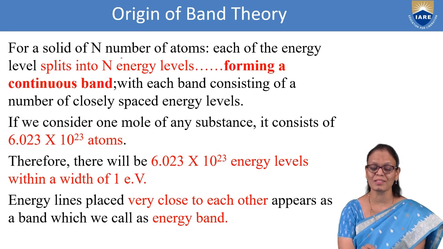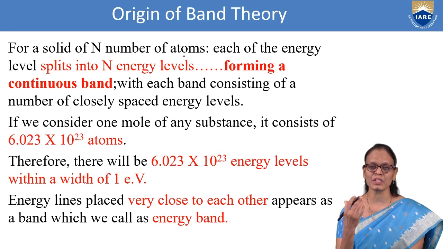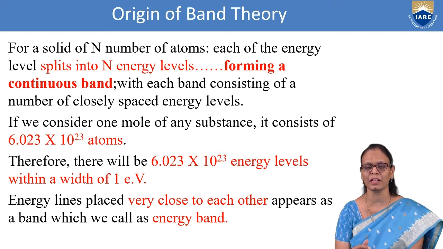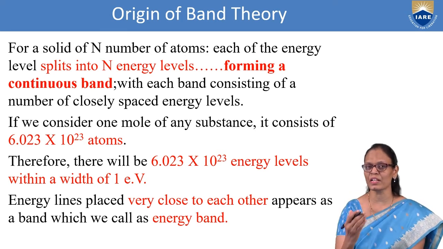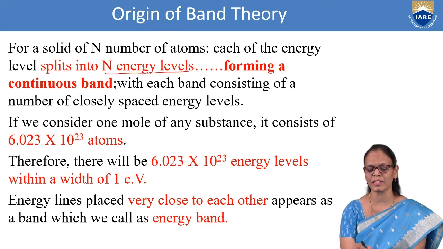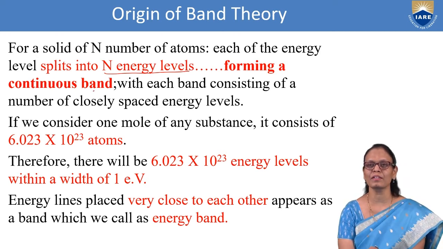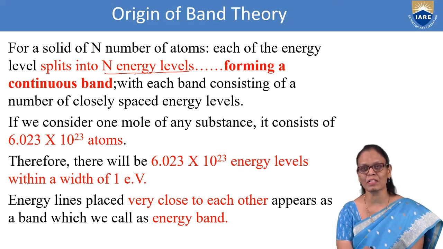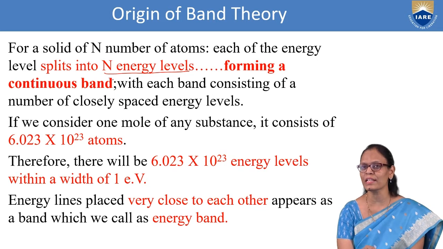Now, if you are considering a solid of n number of atoms, just for an idea of how close they can be to understand these levels after variations, how close they will lie to each other. For a solid of n number of atoms, each of the energy levels splits into n energy levels, forming a continuous band. So when I'm talking about n number of atoms, there may be n energy levels. If I put all these levels together, they may form a band. And in each band, what you have is closely spaced energy levels.